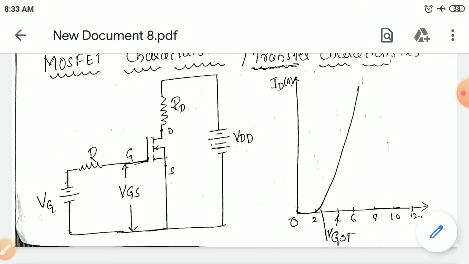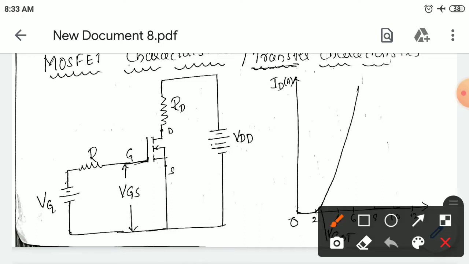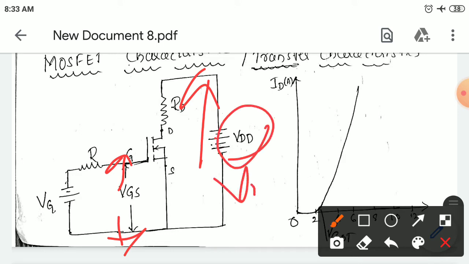MOSFET characteristics is nothing but a graphical representation of the variation of the current when you vary the voltage. That is the graphical representation of any of the characteristics. So this is the equivalent circuit. The voltage across this is called VGS, and this you can call VDD or VDS, or VGG.